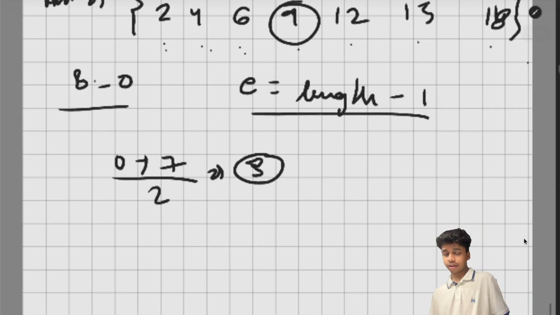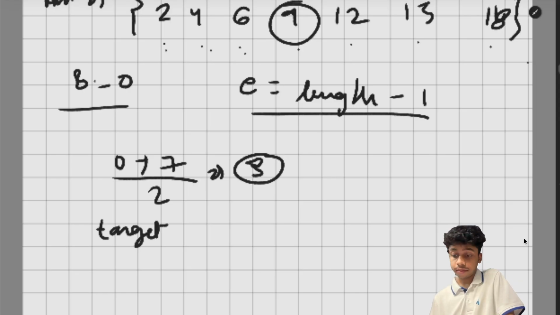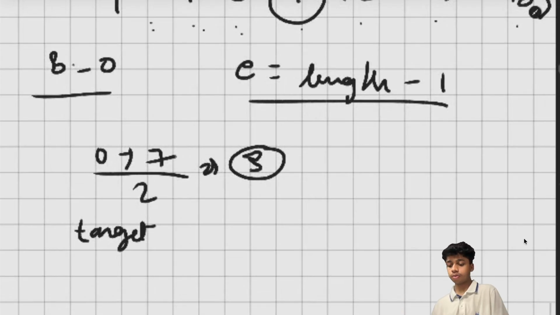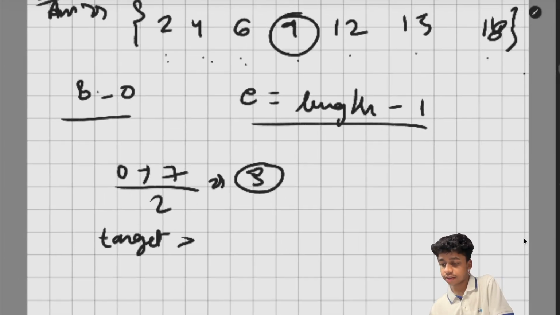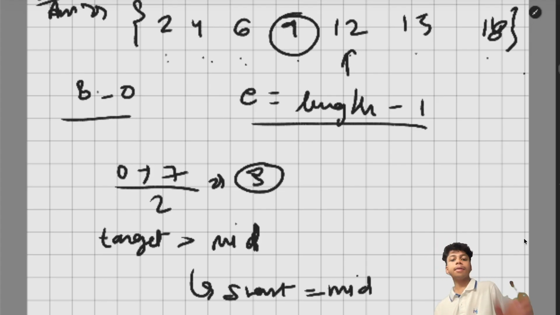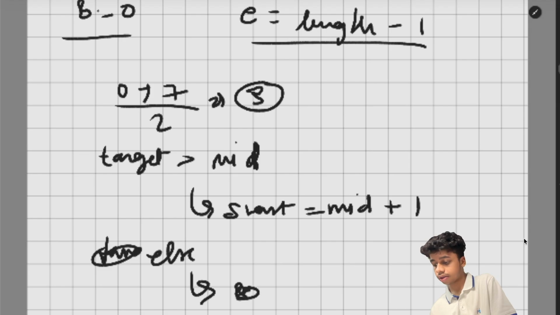Now what we have to do is, by the way, these conditions are for ascending order. If you go for descending order, the conditions become opposite. So if the target is greater than or equal to the middle element, you have to set start equal to the index of the middle element plus 1. Else, you have to set end equal to middle minus 1.